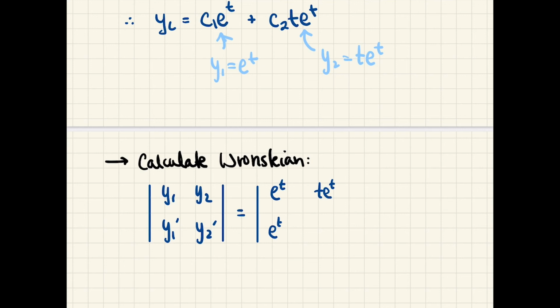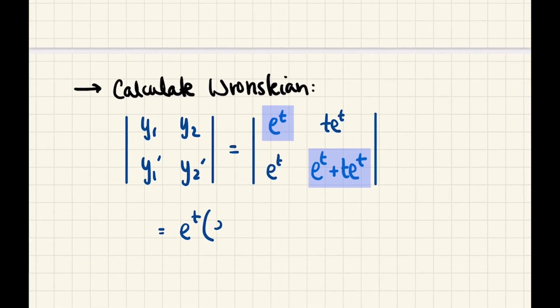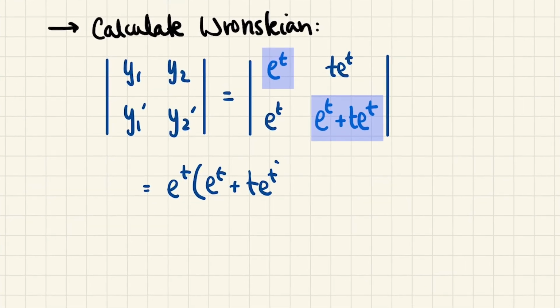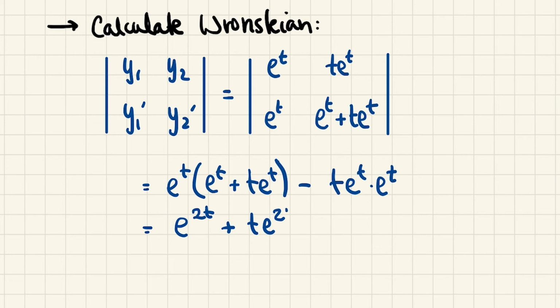The derivative of t e to the t needs the product rule, because it's dumb. So this product will be e to the t times e to the t plus t e to the t, minus this product here, t e to the t times e to the t. So this is e to the 2t plus t e to the 2t minus t e to the 2t. So we just get e to the 2t.